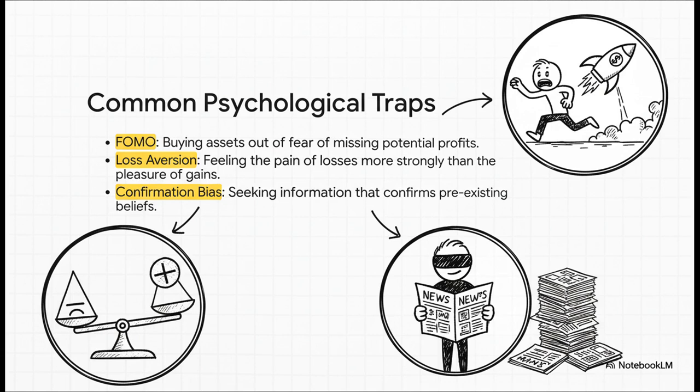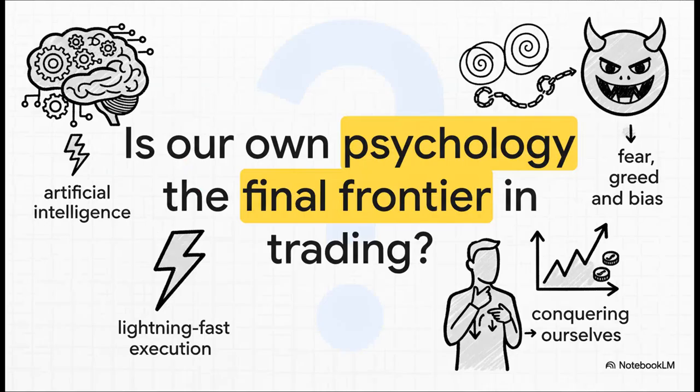There's FOMO, the fear of missing out that makes us chase a stock that's already gone way up. There's loss aversion, this weird quirk where the pain of losing $100 feels way worse than the pleasure of gaining $100. And of course, there's confirmation bias, our natural tendency to only look for information that agrees with what we already think. So all of this brings us to one final thought.